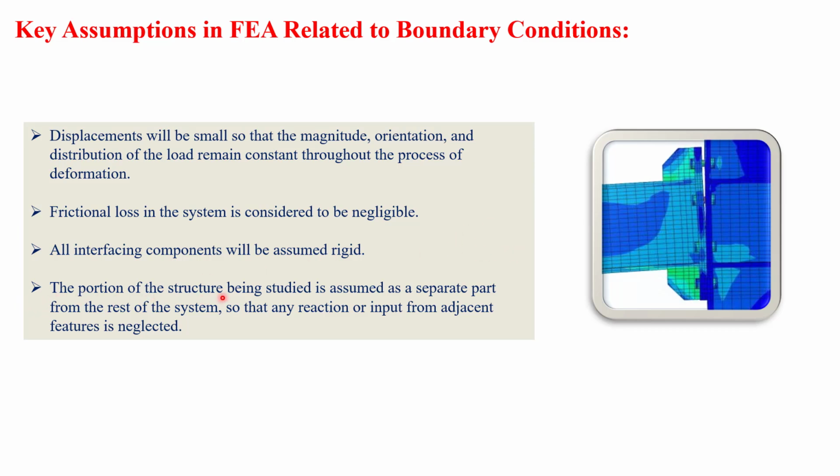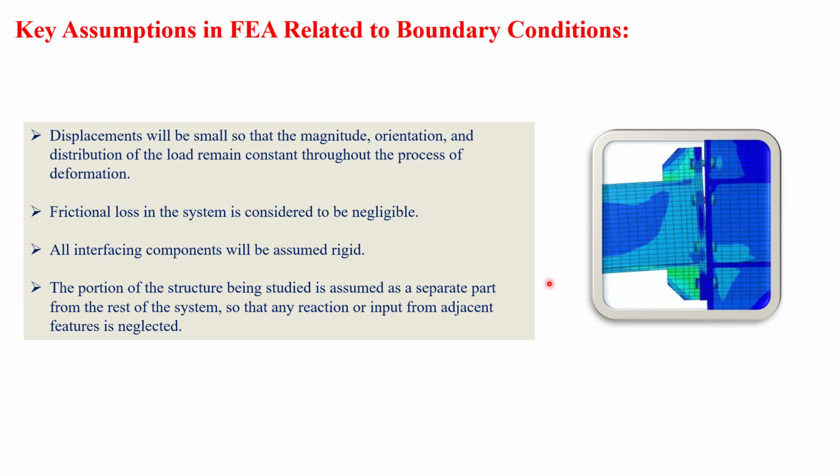The portion of the structure being studied is assumed as a separate part from the rest of the system, so that any reaction or input from the adjacent feature is neglected. Okay. So whatever component you are considering, these two are the separate adjacent parts. Okay. So these are a few boundary conditions.